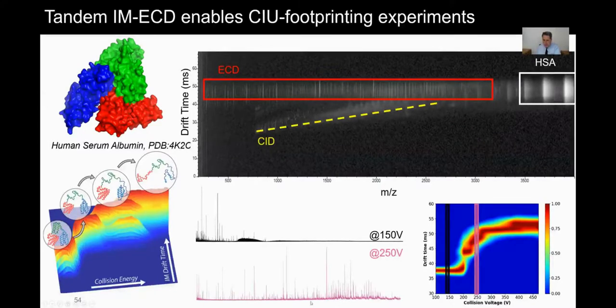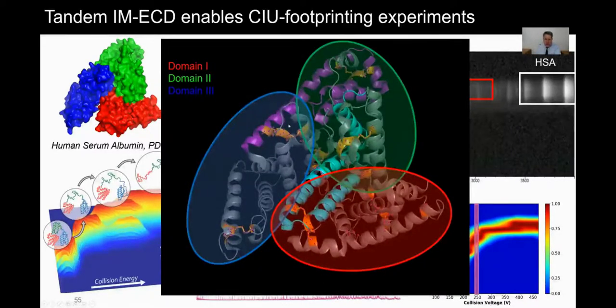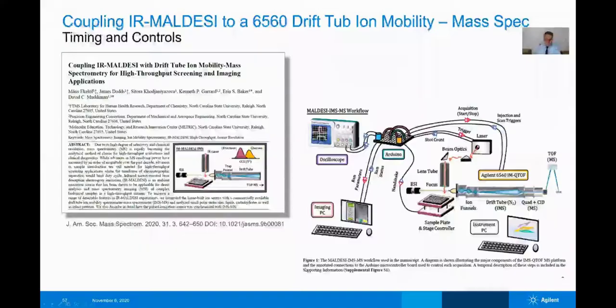Now at 250, we get a very different ECD spectrum. Notice all the information that we're able to achieve there, okay? And what that allows us to do is start to make an association of the various domains where those fragment ions are starting to be produced either by ECD or by collision-induced dissociation in those subunits of the protein.